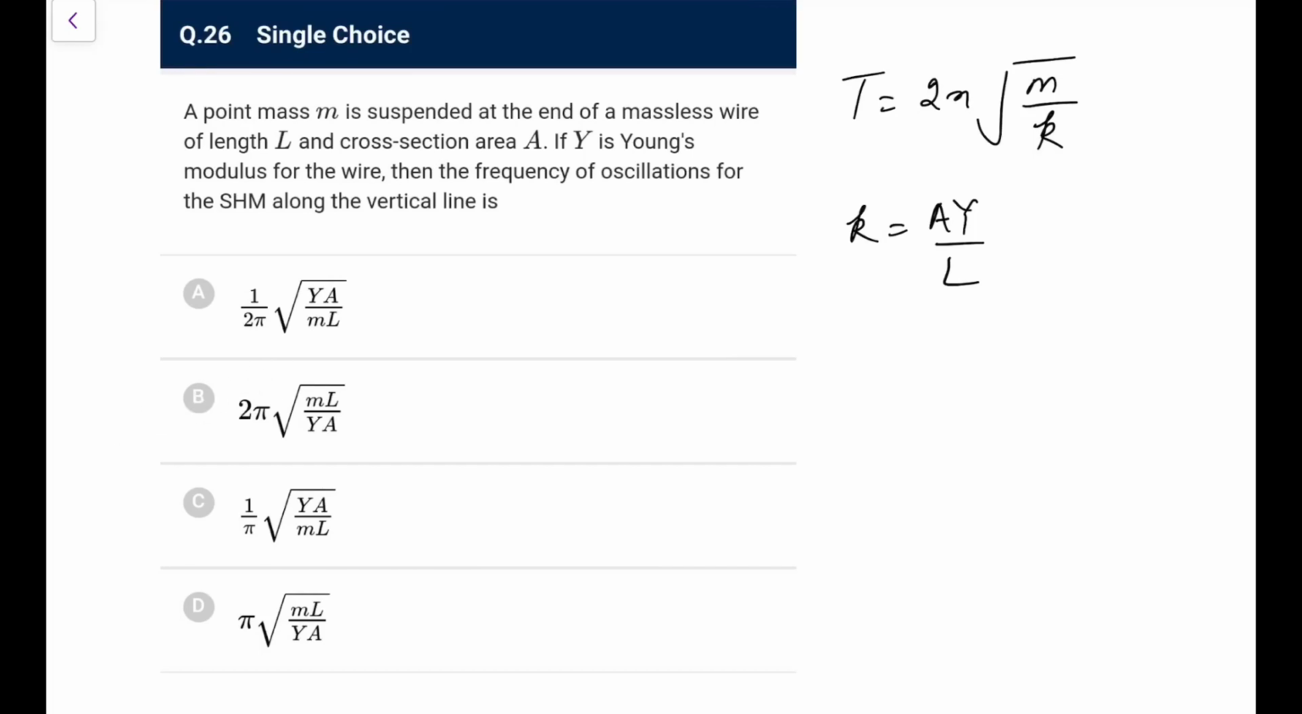Sorry, what we are asked is the frequency, so don't make this mistake. It would be 1 by 2 pi root of AY upon ML. So it would be A, not B. B would be for time period. Next.